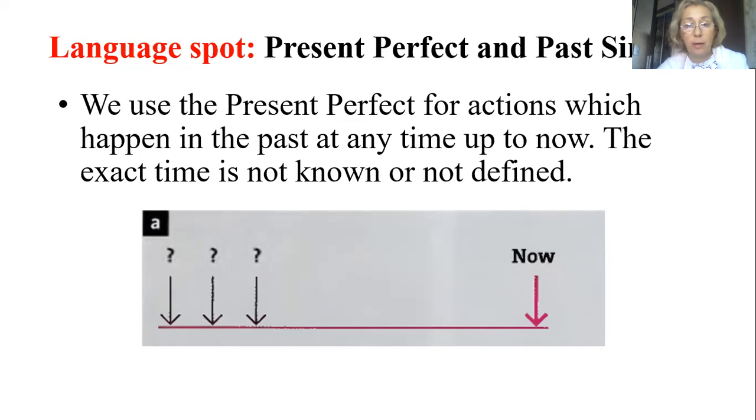not in the present. Here you can see the diagram, the timeline that illustrates the use of the present perfect tense. We use it for actions which happen in the past at any time up to now. The exact time is not known or not defined. It's called present because it has finished by the present, or it has a result in the present, but it started in the past. The time is not given.